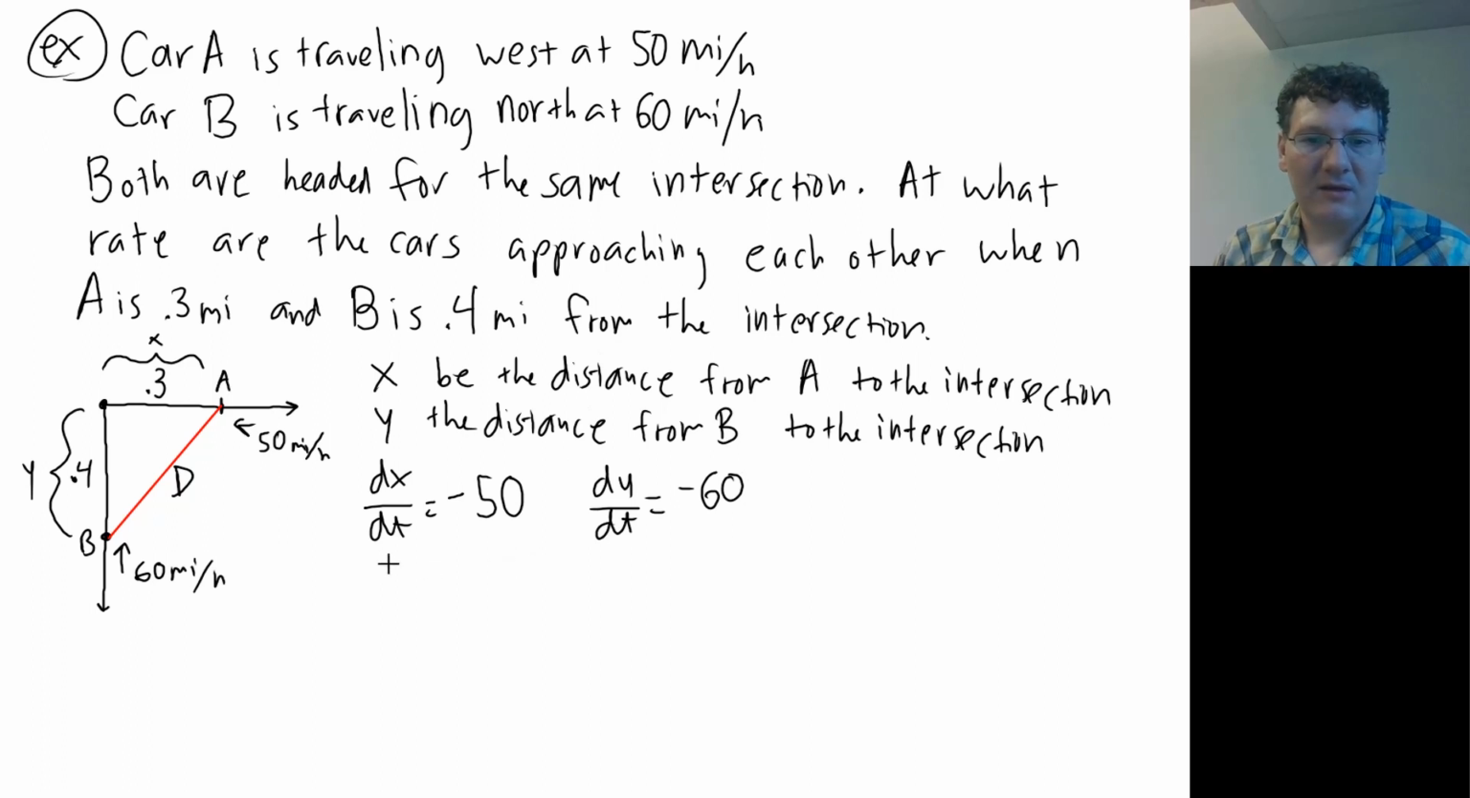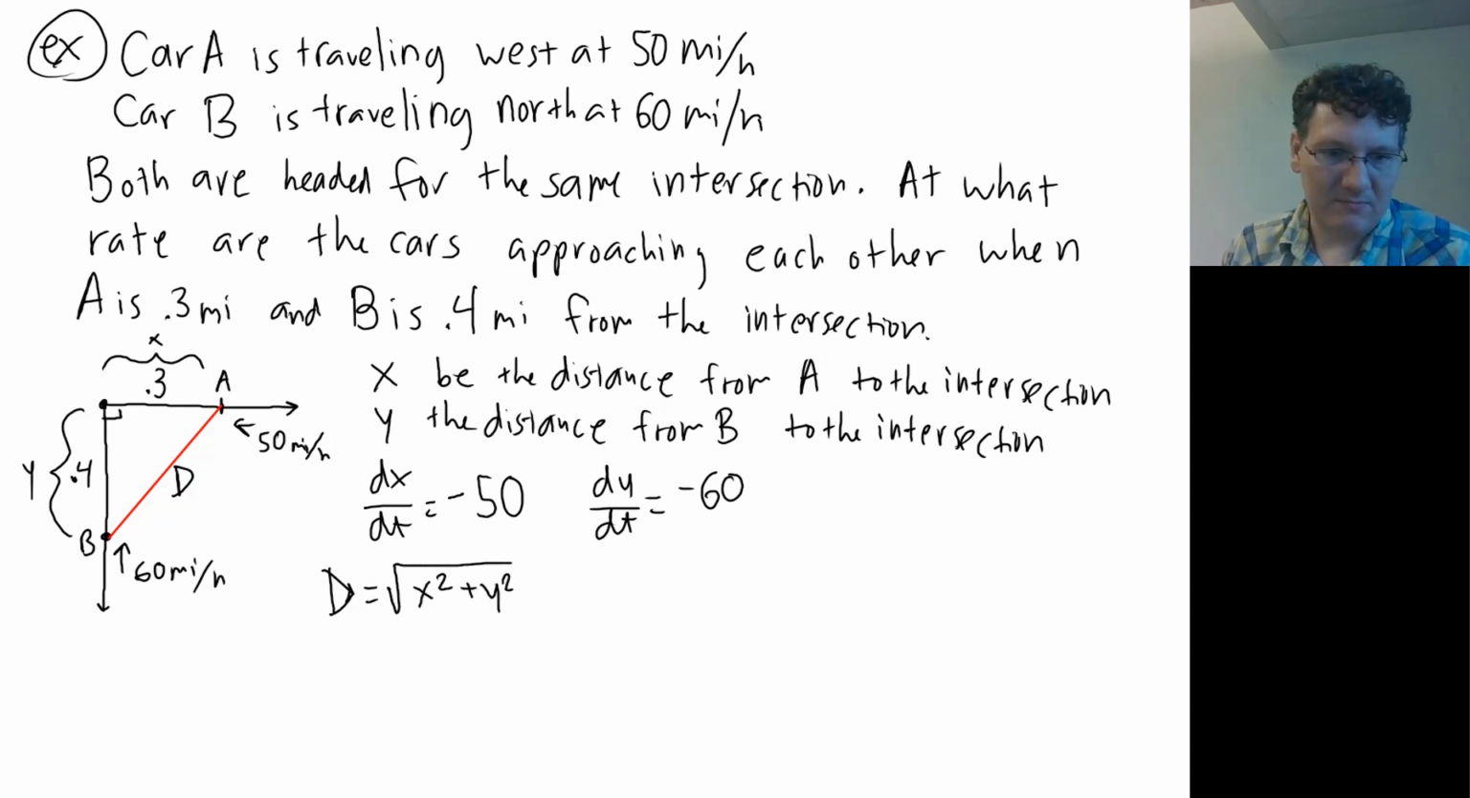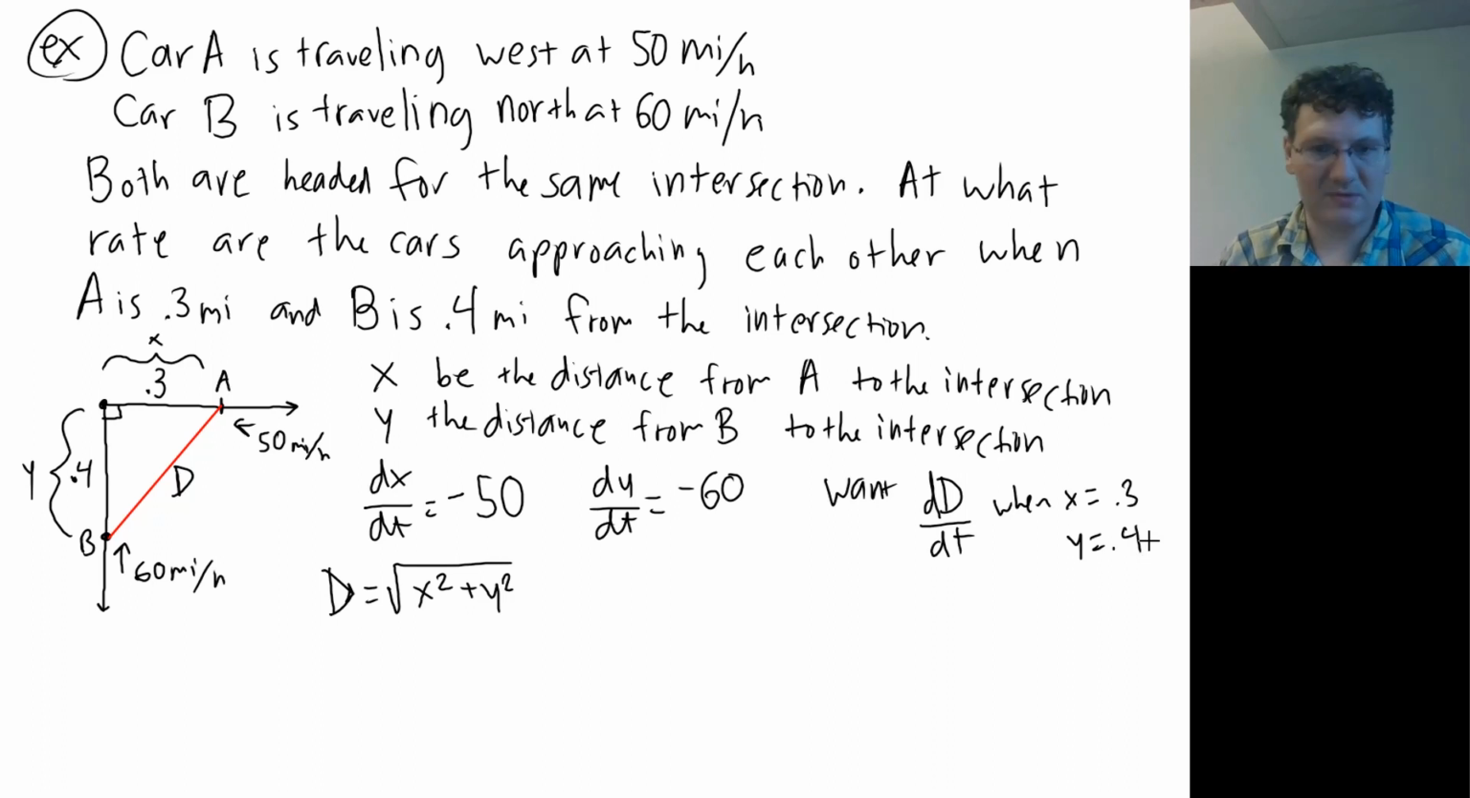Okay, and then the distance between them, d, is the square root of x squared plus y squared. All right, it's a right triangle. So this is what we're trying to find. We want to find the derivative of d with respect to t. This is what we're asking for when x equals 0.3 and y equals 0.4. So this is how the setup goes.